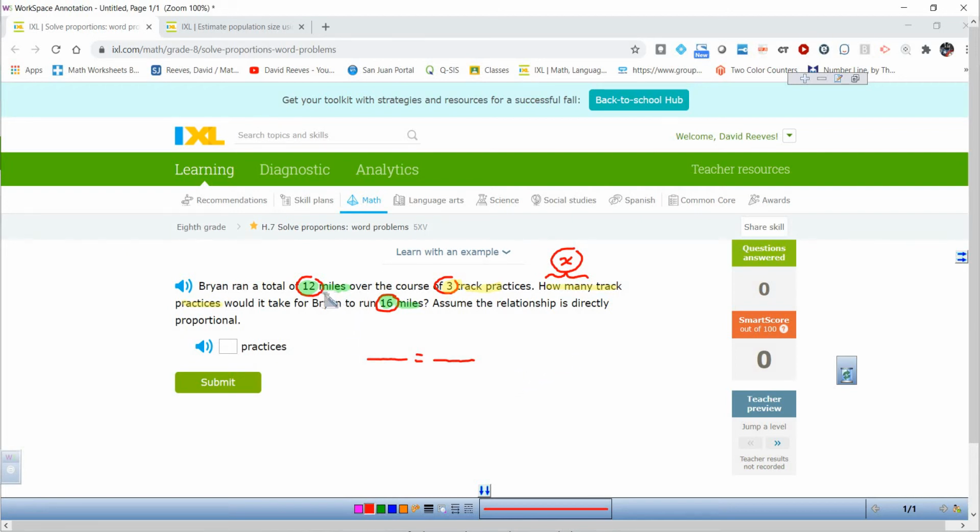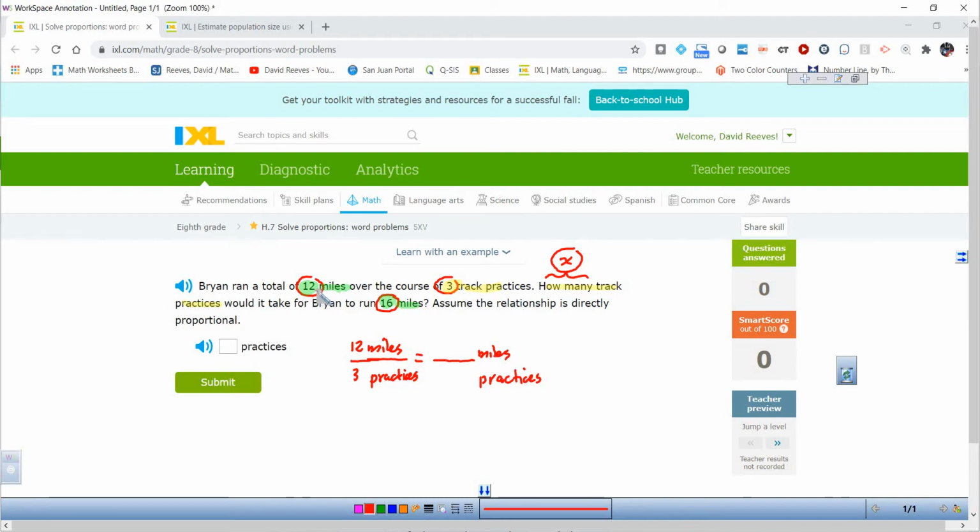All right, so I'm just going to go ahead and say, okay, he ran 12 miles. And he did that in 3 practices. So I'm going to do it this way. Now, please know that you could put the 3 practices on the top and the 12 miles on the bottom. That can be interchanged. But once you've written it this way, over here is going to have to go miles, and what's down here is going to have to go practices. Does that make sense?